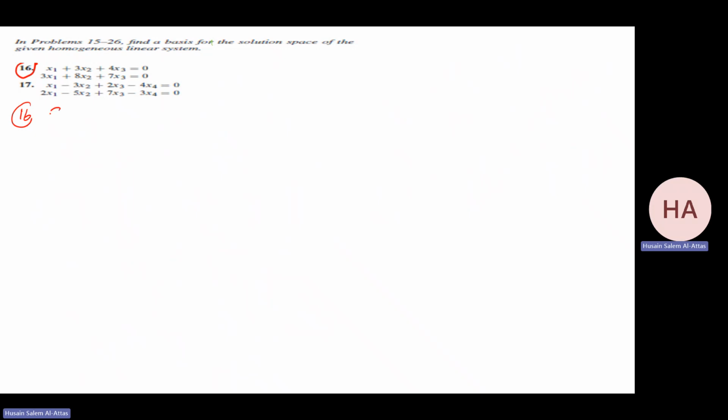16. So I need to write the system 1, 3, 4, 0, 3, 8, 7, 0. So multiply by minus 3, R1 plus R2. We get what? 1, 3, 4, 0. Minus 3 and add, that will be 0. Minus 3 and add, that will be what? 2. Minus 3, minus 12, plus 7. Is it? 1, 3, 4, 3, 8, 7. Yes, 1, 3, 4, 3, 8, 7.